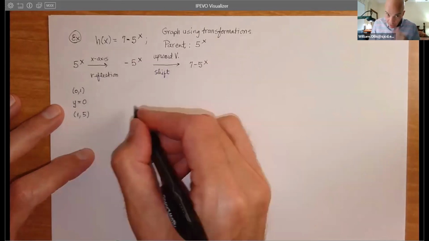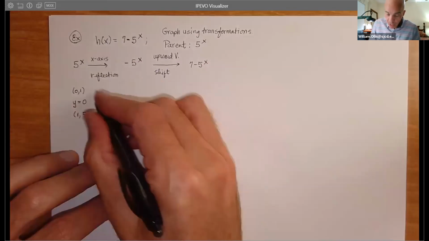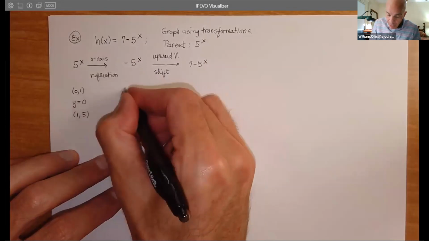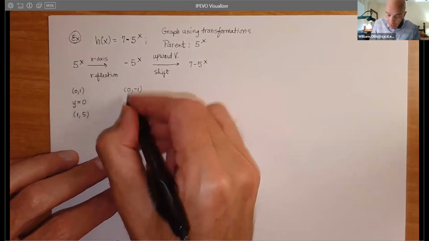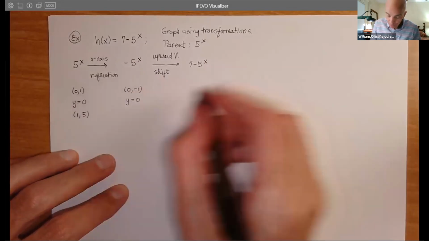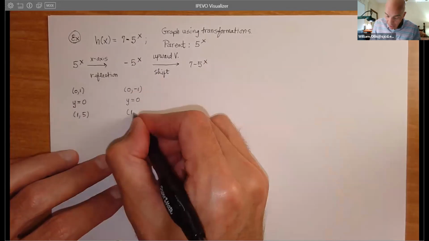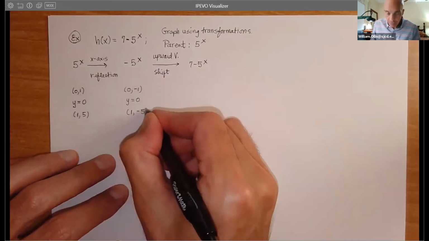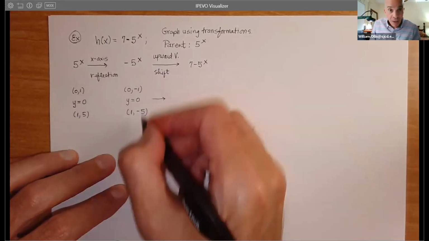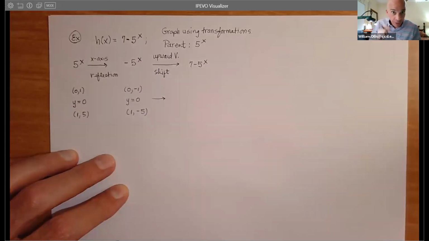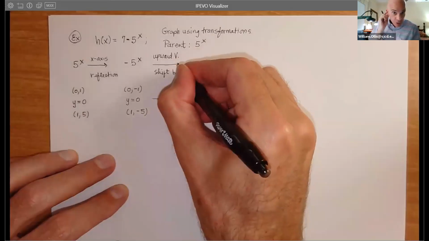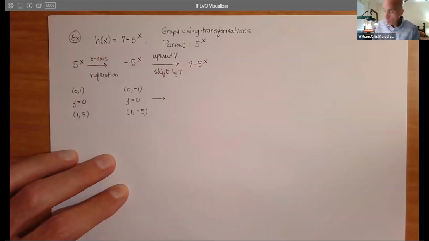So what's happening with these objects under the x-axis reflection? Well, of course, the y's become negative, so we get 0, negative 1. Of course, the x-axis is just reflected in itself, so that doesn't change. And then, of course, we get 1, negative 5. Now, of course, if we do an upward shift, we add 7 to everything. And I want to say upward shift by 7. I'm sorry, I left that out.